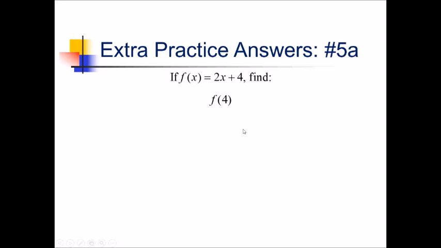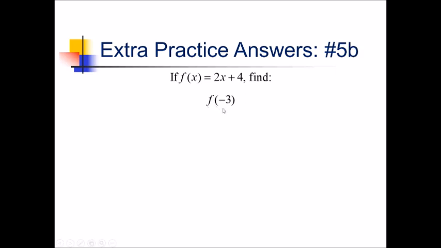On this one, in order to find f of 4, I basically need to replace all the x's in this f of x function with 4's. So I'm going to have 2 times 4 plus 4. This is going to be 8 plus 4, which is going to be 12.